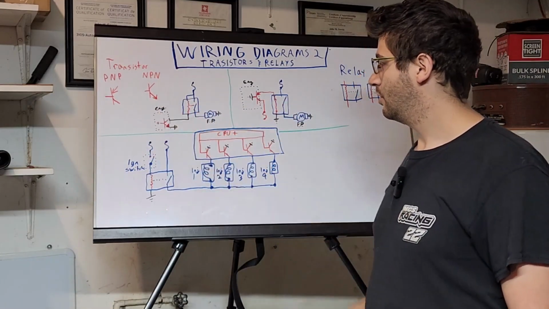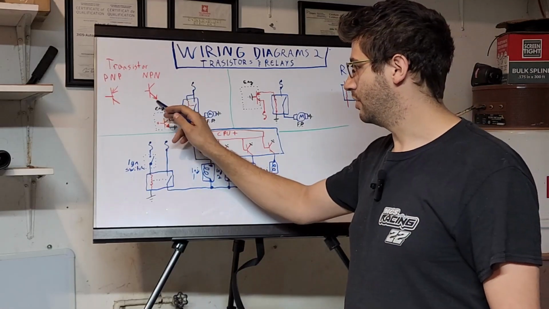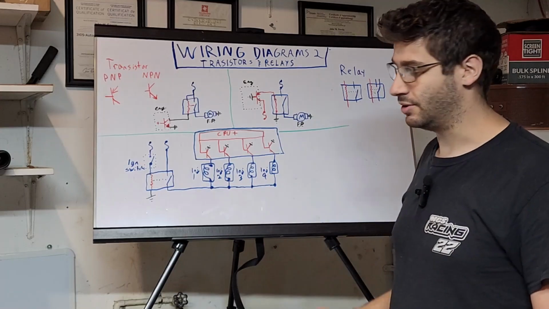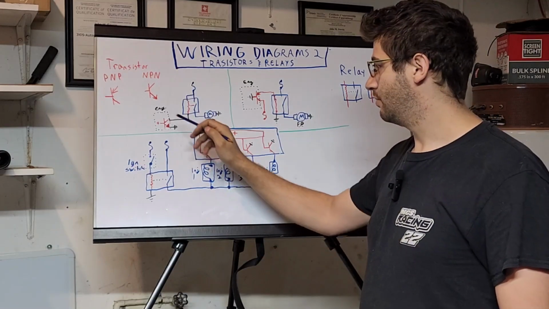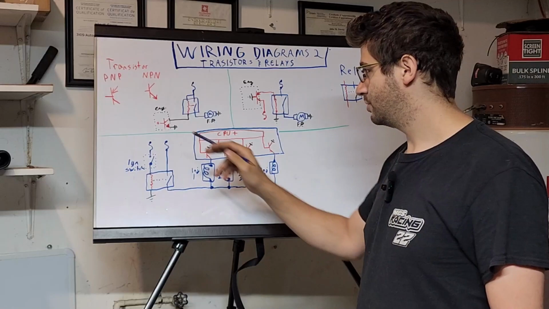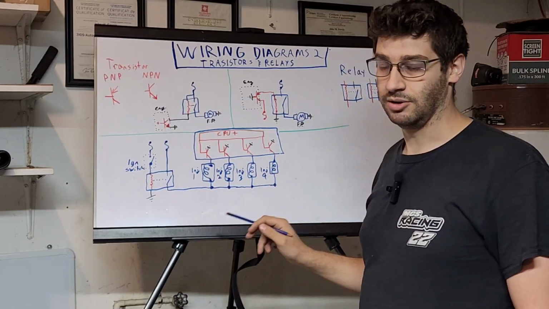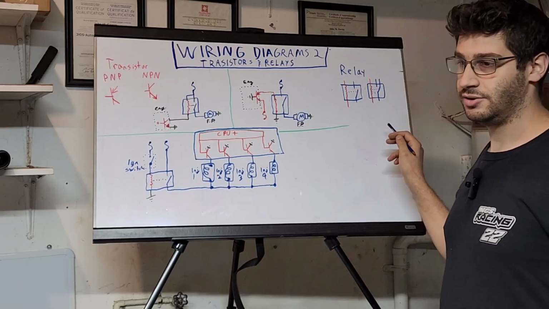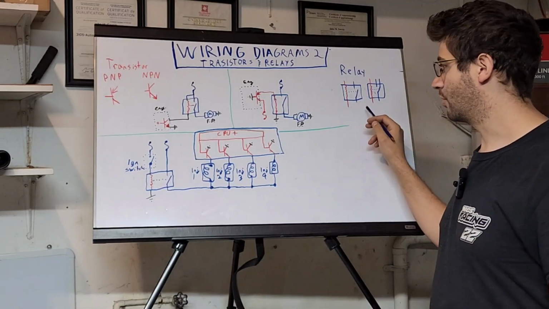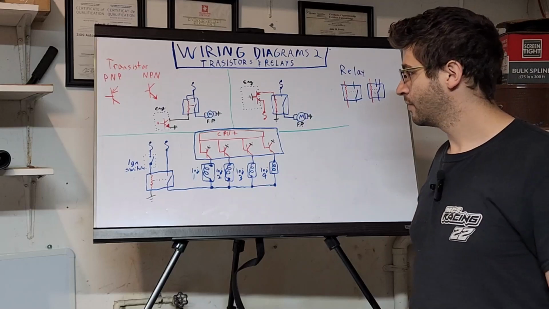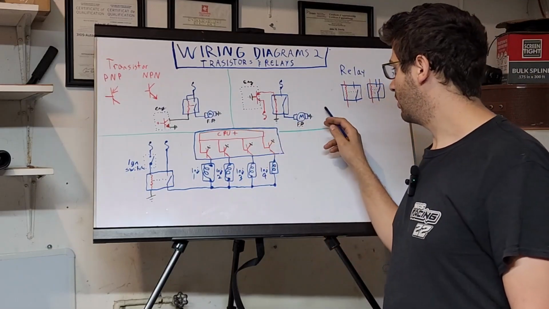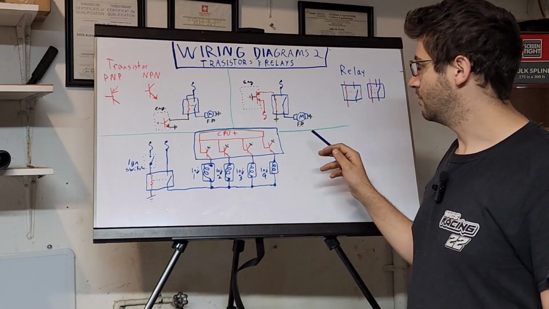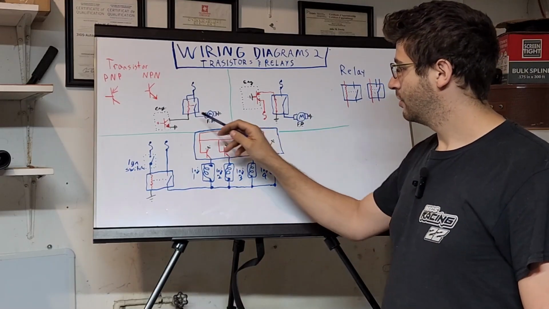Transistors are solid state. They're inside of ECUs, inside a body ECU, inside of an engine ECU, and we use them to switch very fast, but they can't take a lot of current. Relays cannot switch very fast, but they can take a lot more current than a transistor can. I've drawn some example wiring diagrams of how transistors and relays are going to work together.